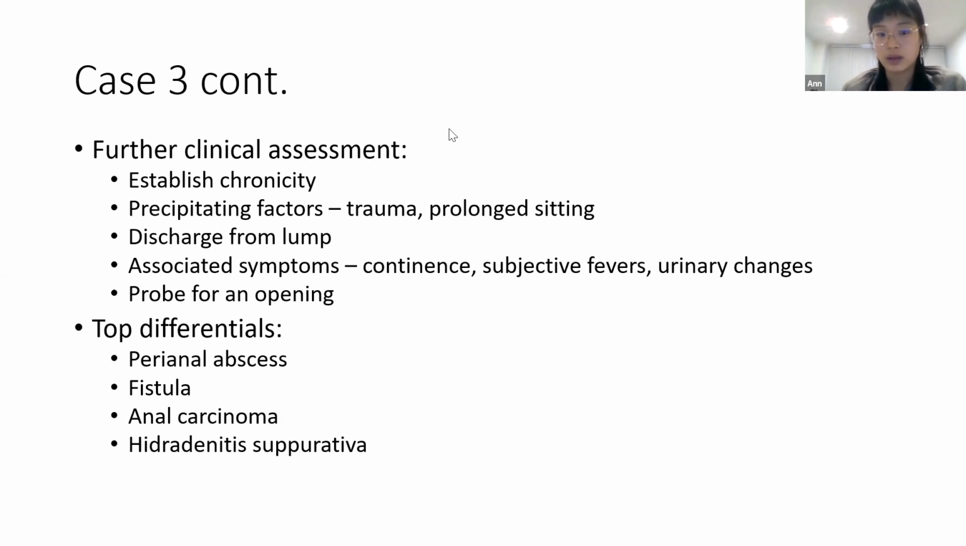In this case, what you're looking for is a perianal abscess, a fistula, anal carcinoma, or hidradenitis. In this young lady with Crohn's, though, you have a pretty high suspicion of a fistula in ano complicated by perianal abscess, so those two co-occurring.